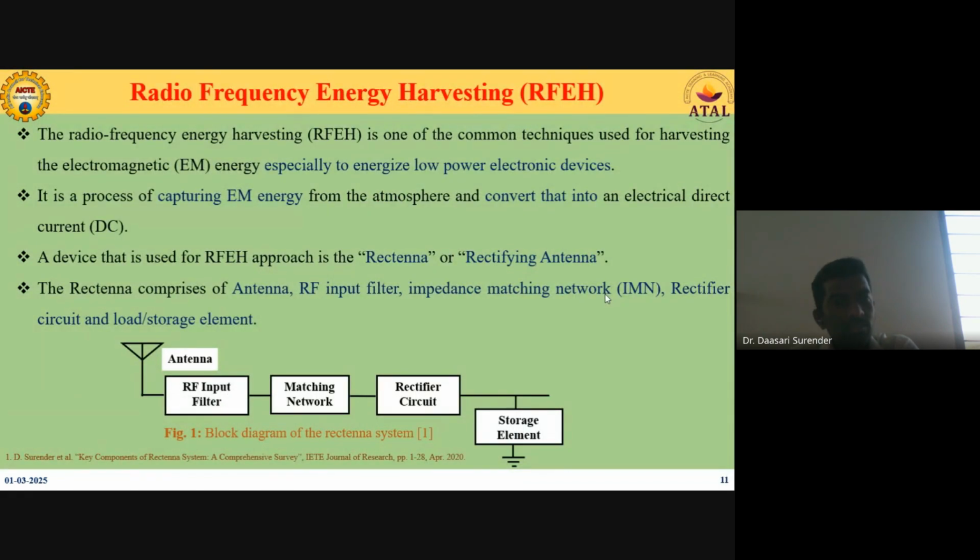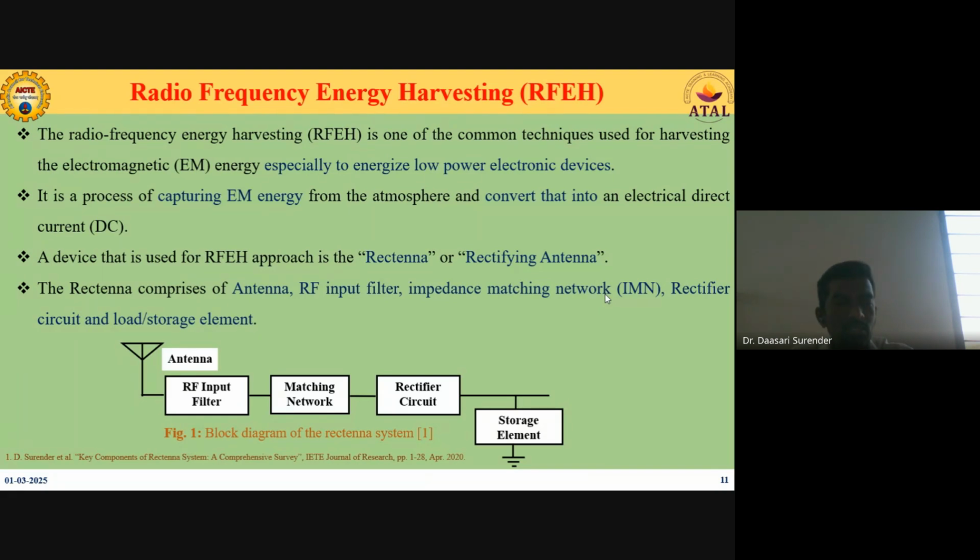And first of all, what is RF energy harvesting? RF energy harvesting is the most commonly used harvesting approach. Here we utilize the ambient RF energy and convert that RF energy into DC, direct current, that can be utilized for energizing low power electronic devices. It is the process of capturing electromagnetic energy from the atmosphere and converting that into electrical direct current.